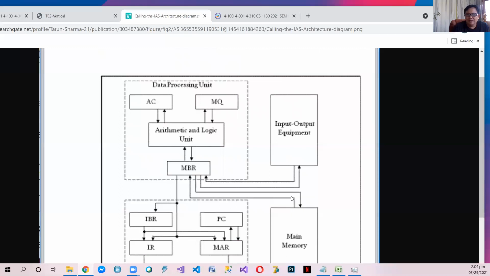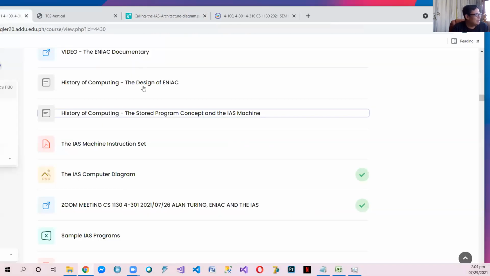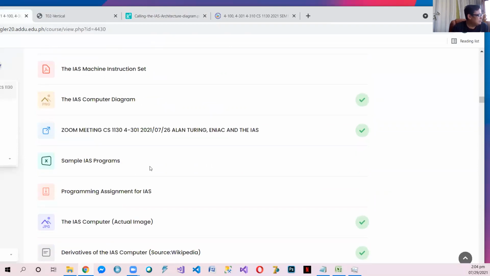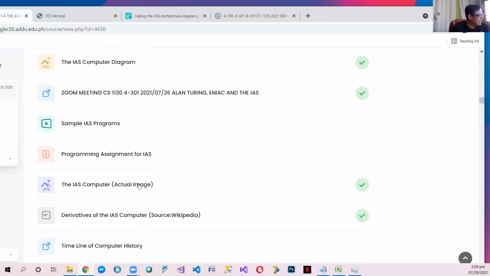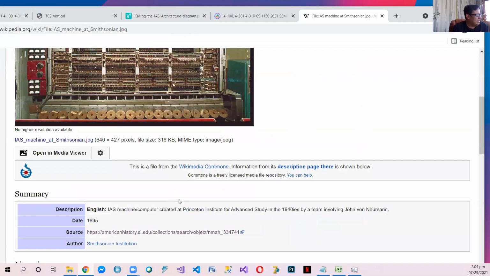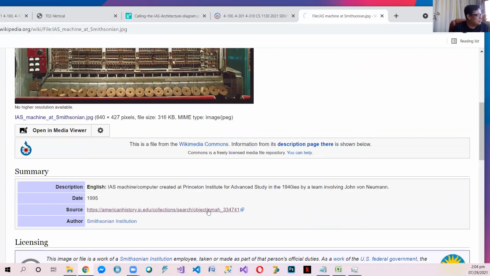Do you follow? Okay, so before we proceed, let's look at the IAS, how it looks. This is the IAS. Let's look at it from the main source.